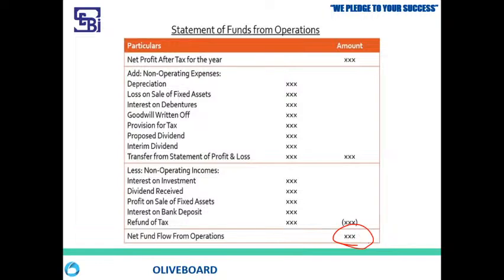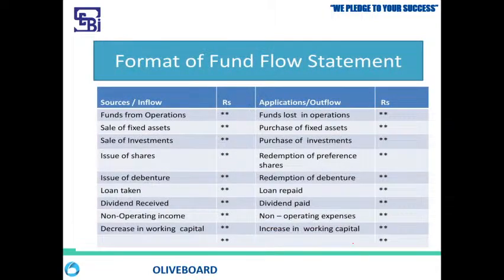Remember, if this is a positive figure, then it is funds you generated from operation. If this is negative, then you have lost so much of funds in your operation. So that is the thing. Once you prepare these two statements, you will be preparing the funds flow statement. Here you will be preparing sources, and here you will park applications, that is outflow. Then once you put everything, this will be tallied. In sums, when they are giving practical questions, you are supposed to find out the balancing figure.